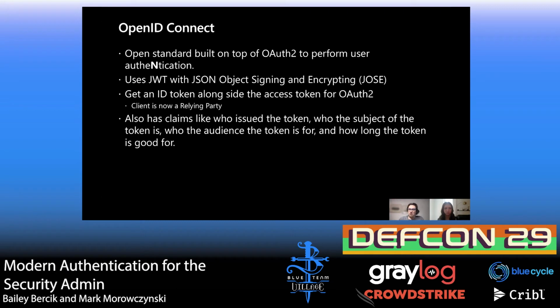OpenID Connect uses JSON Web Tokens as well as JSON Object Signing and Encryption. And basically, you're going to have a very, very similar pattern as you saw with OAuth 2, except that when you get an access token, you're also going to get an ID token. One way you can visualize and think through this is that the client piece of software is going to be the relying party. Kind of like how Bailey talked about from a SAML perspective, where the app trusts the identity provider. Very similar way here, the client is now the relying party.